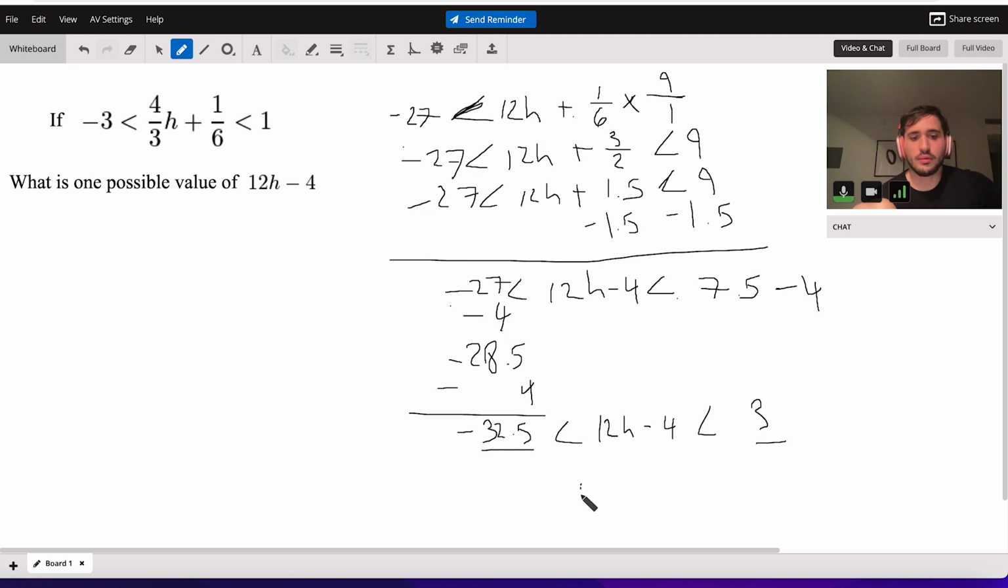So 12h minus 4 is equal to 0, or at least it's a possible value. You could also put 1/3 or something like that. That would work as well.